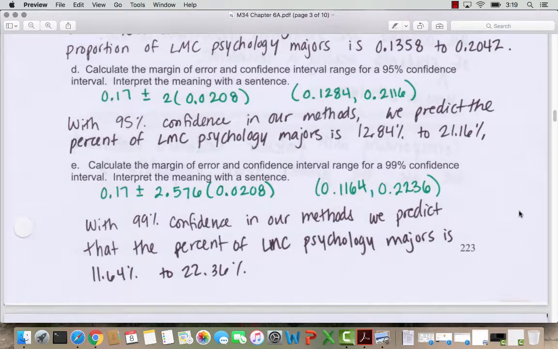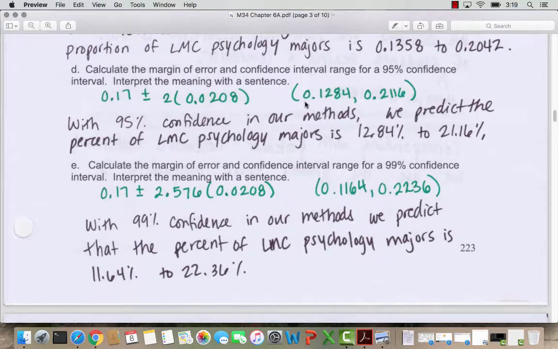Now if we want to construct a 95% confidence interval, we're going to change the value that we're multiplying the standard error by. So instead of using 1.645 for 90%, now we use 2. You could use 1.96 if you want to be a little more precise. And we multiply that by the standard error. So this calculation here is the margin of error. Then we add and subtract that from our sample proportion 0.17.